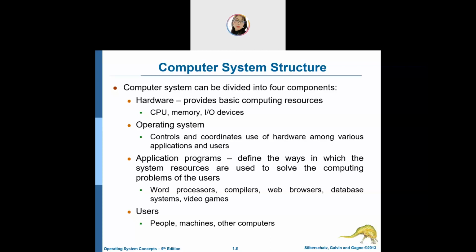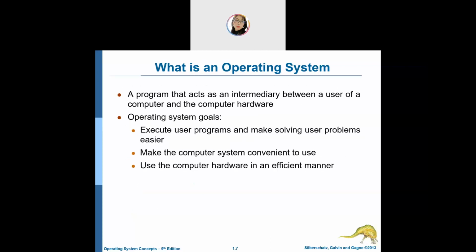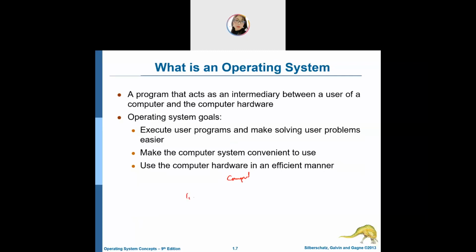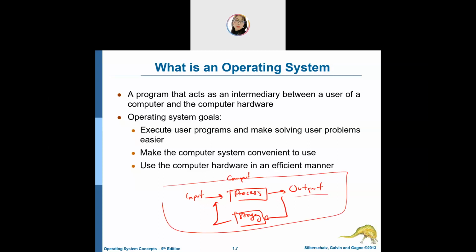Computer system structure. This one you also already learned. If you still remember about computers, especially the structure, you need to have input, process, output, and storage. Sometimes it goes directly to your display. Sometimes you need something to store and then reprocess. So this is the basic thing about a computer.